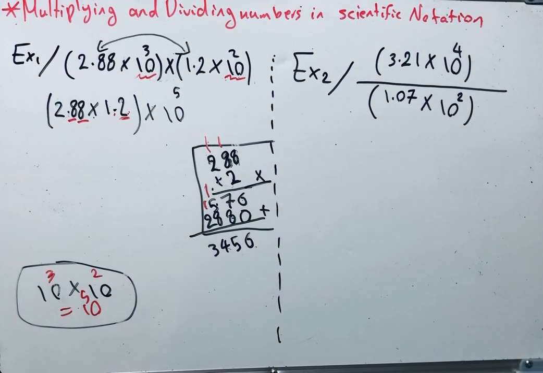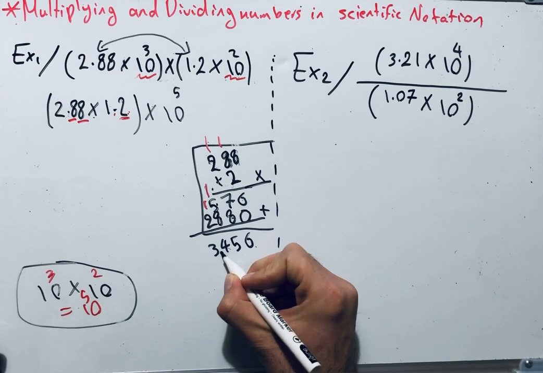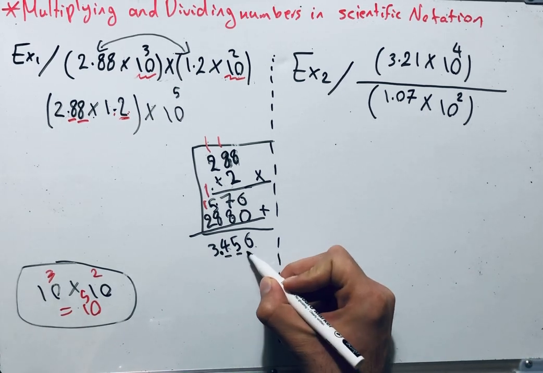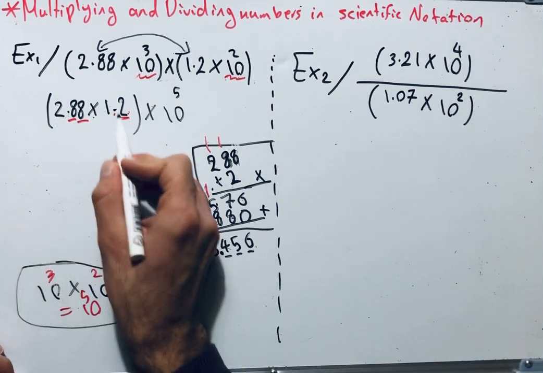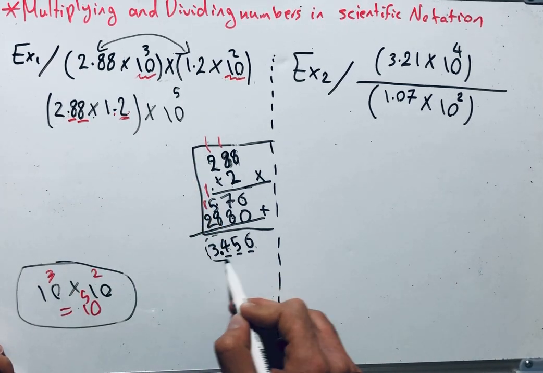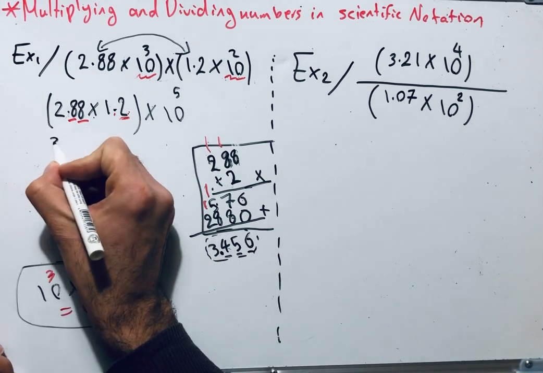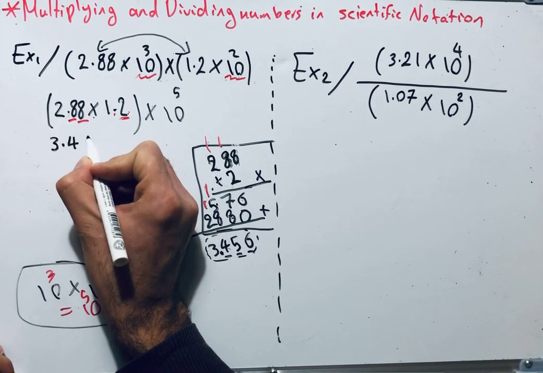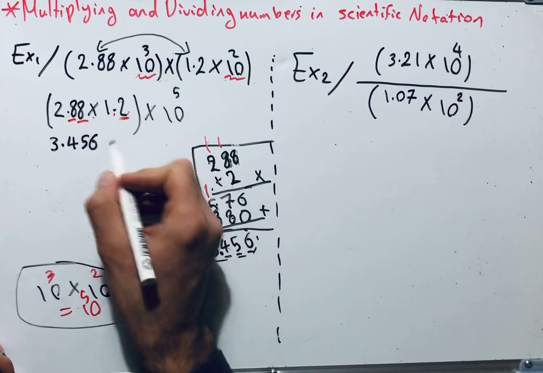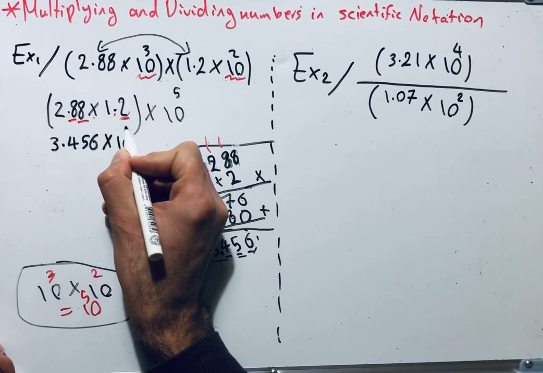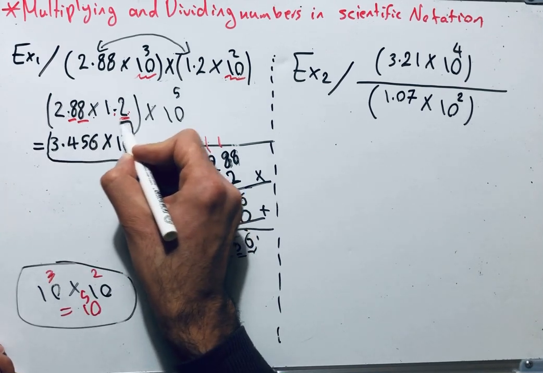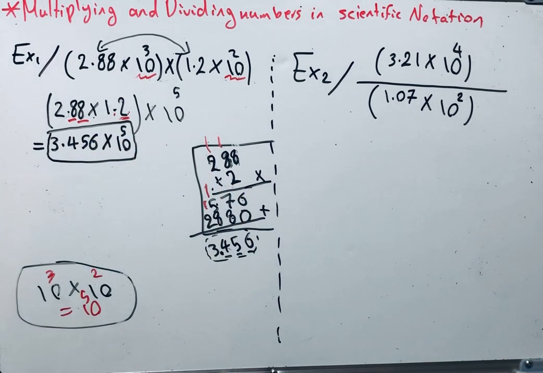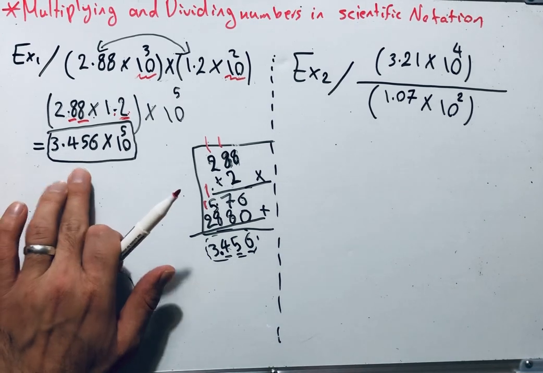So I have to put the point so that, again, I will have 3 numbers after the point, okay? So the result of this multiplication is actually this number, okay? So 3.456, and don't forget about the 10 to the power of 5. And you just leave it like that, since we know we want another scientific notation number. Okay, so this is the result for that.